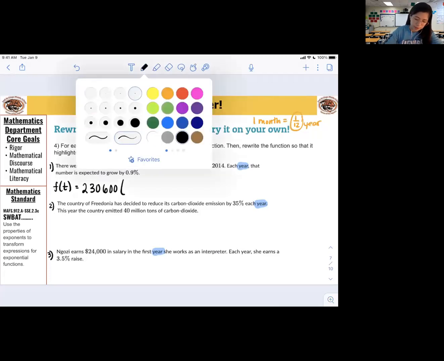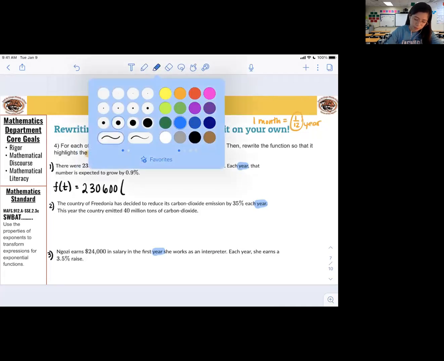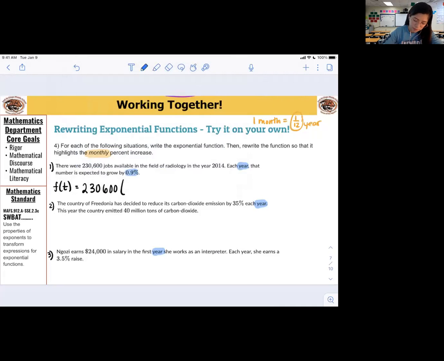What do I do with that number? Turn it into a decimal. So what's 0.9% as a decimal? 0.009. Be a little careful, remember, it's going to be a pretty small number. So that's my decimal. Am I adding it to 1 or subtracting it from 1? Adding it. So this is 1 plus 0.009 to the power of t. Questions on that so far? Just want to make sure we understand how to do that.